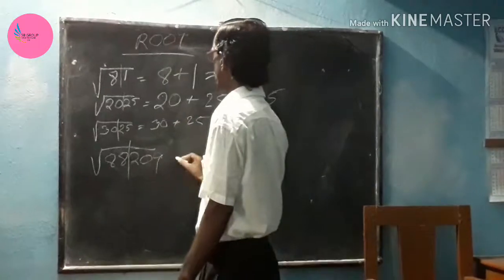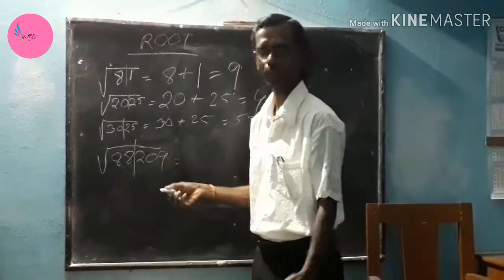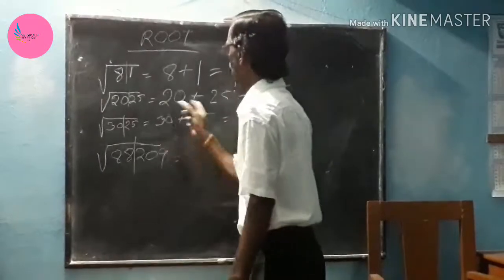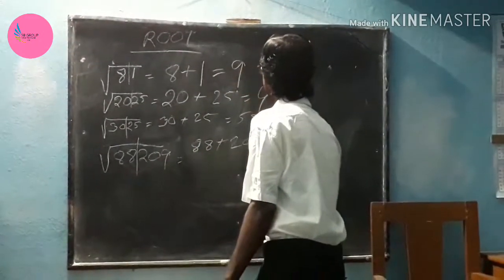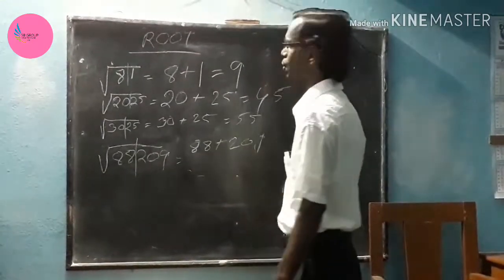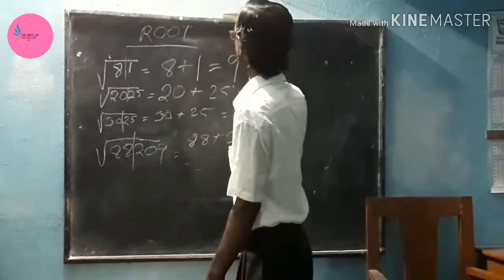The next one. How will we solve 88209? Very easy. When we calculate, 88 and 209, do the addition, and the answer comes out. I think you understand a little bit now. Okay, next one.